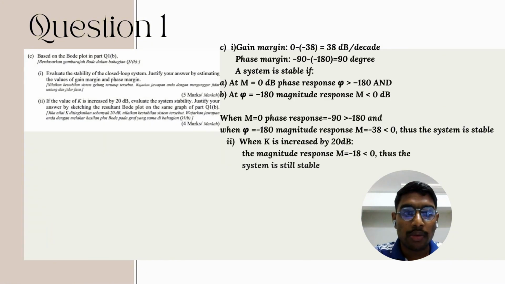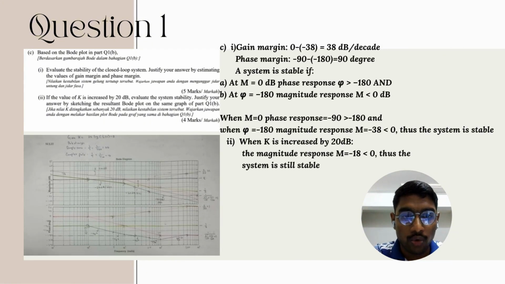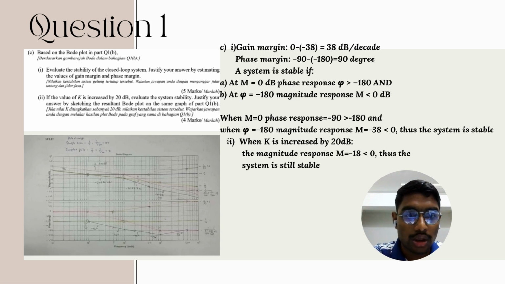And for the last question, based on the Bode plot in part Q1b, the question asks to evaluate the stability of the closed loop system, justified by estimating the values of gain margin and phase margin. So first, we need to find the gain margin and phase margin. The gain margin is 0 minus our magnitude response when the phase is negative 180, where we have negative 38, which equals 38 dB, and the phase margin is obtained by negative 90 minus negative 180, which gives 90 degrees.